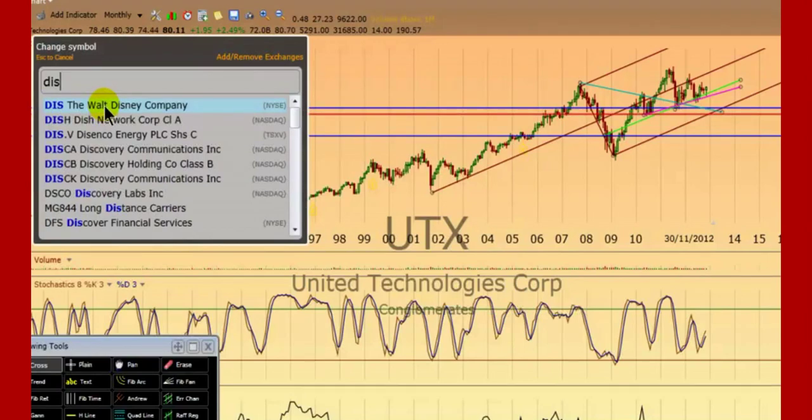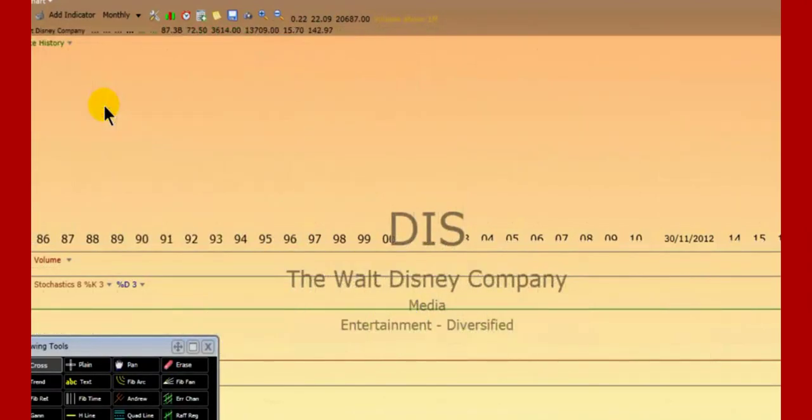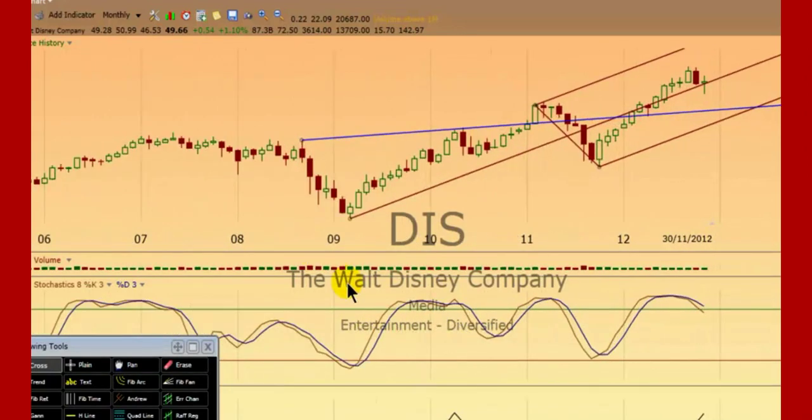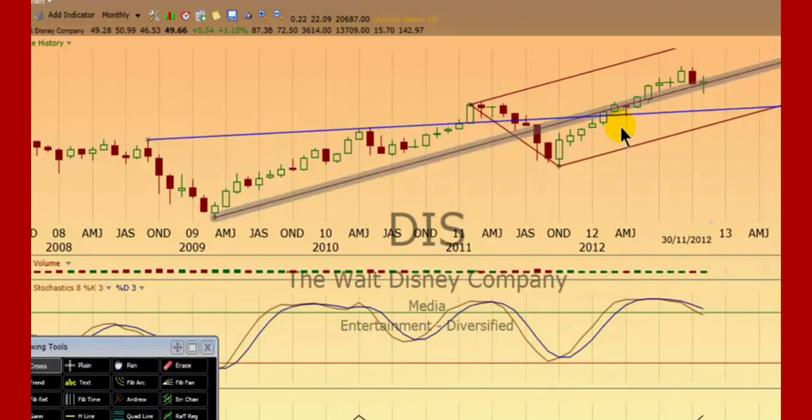Sierra, the world's Disney company, American stock, okay? I have my line again ready here. What do we see? Pay attention to the blue line that I've drawn here. This point and this point allow me to draw this blue line on my chart. You see here? Now, the blue line I'm talking about.